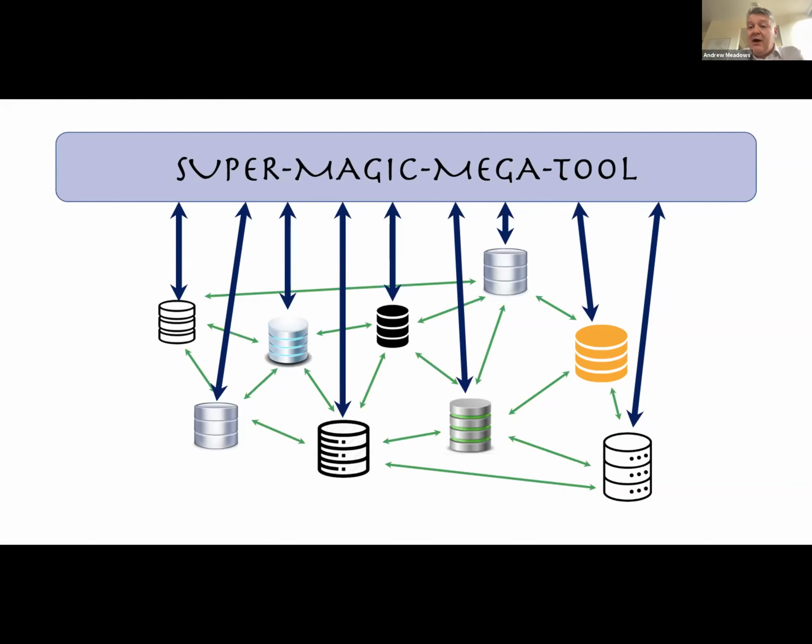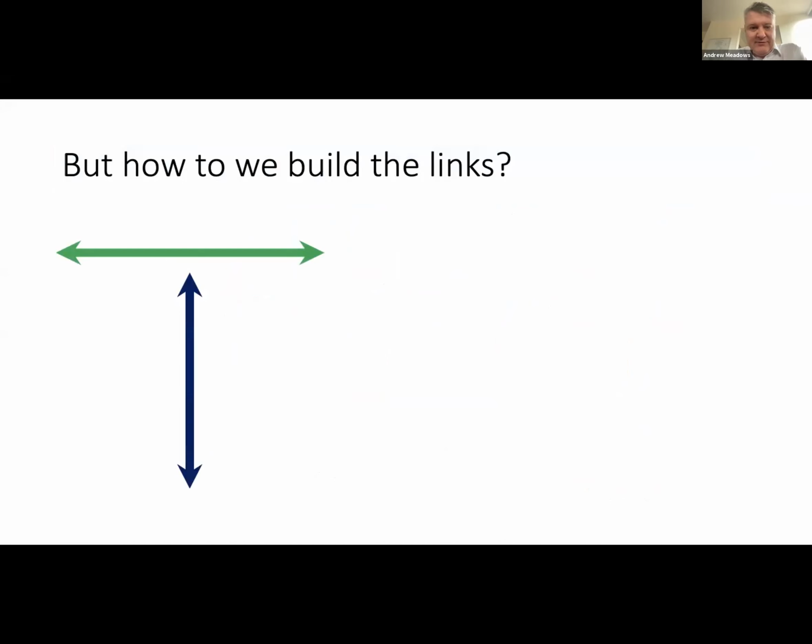Doing this. We've managed that by creating what you see there as blue and green arrows. That is the world we have got to, hooray. But how do we build these links? How do we produce these green and blue arrows, the green arrows between databases, the blue arrows to the super magic mega tools? That's where Numisma comes in.